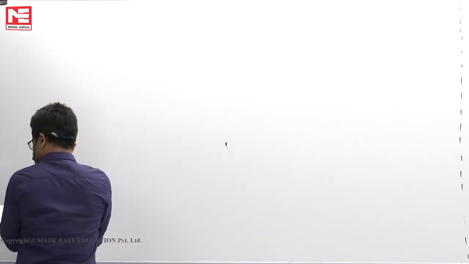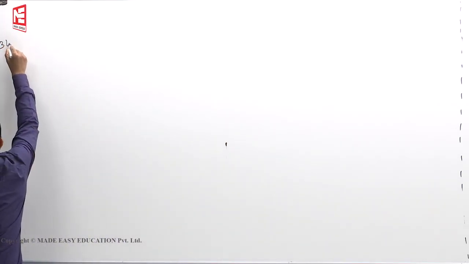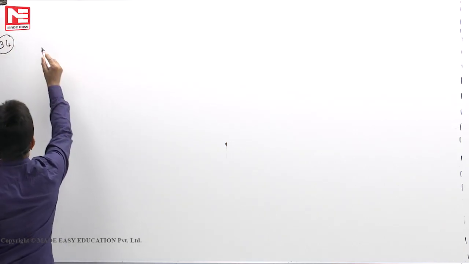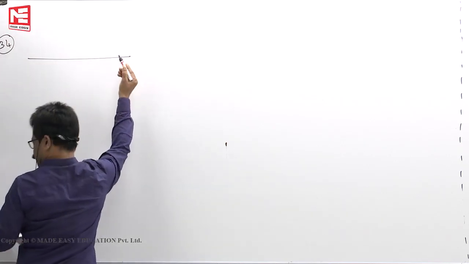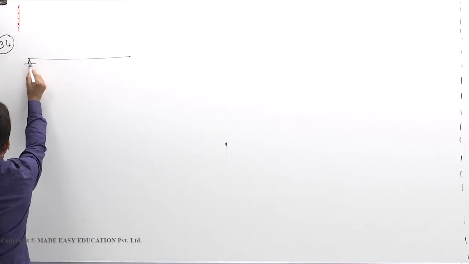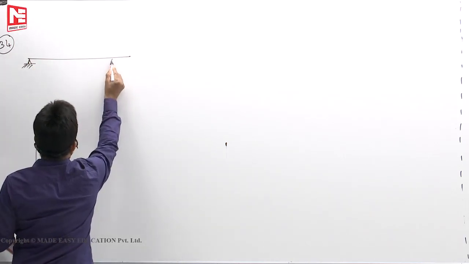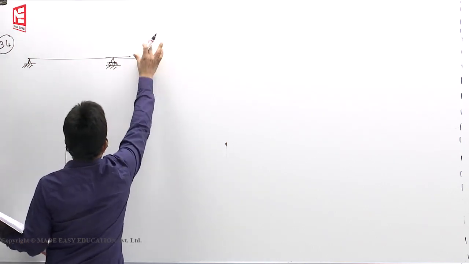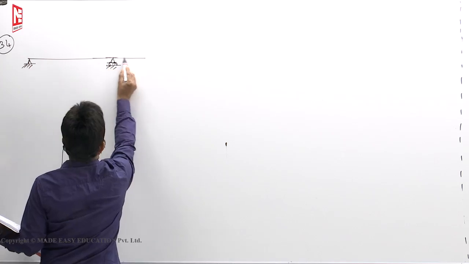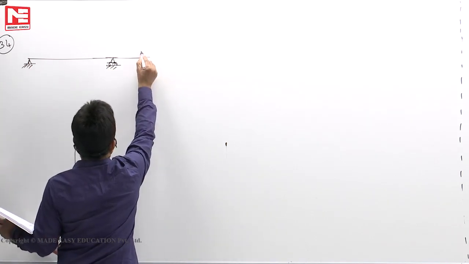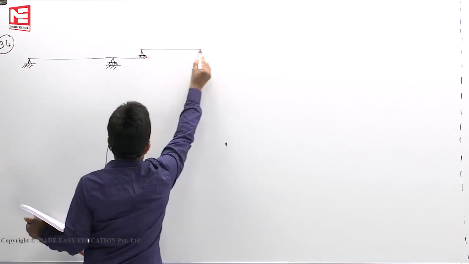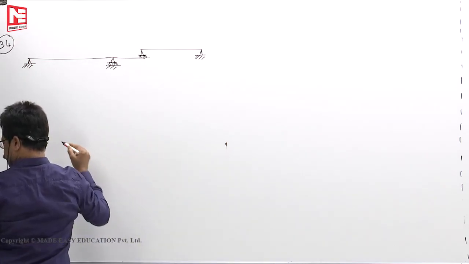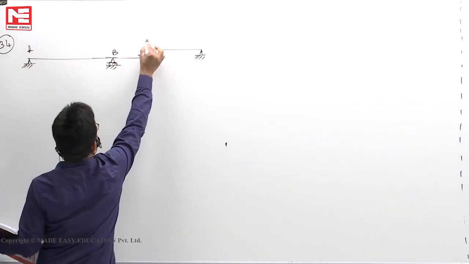Now see the 34th question. ILD for shear force at A. ILD for shear force at A or ILD for reaction at A, both mean the same. You have an overhanging portion like this. Okay, this is the beam. And here there is one more roller. There is a hinge here. Okay. Now A, B, C, D.